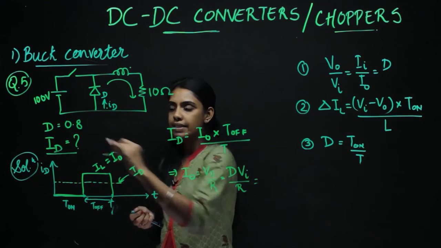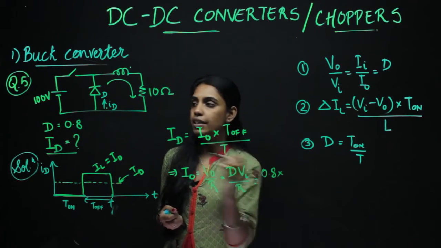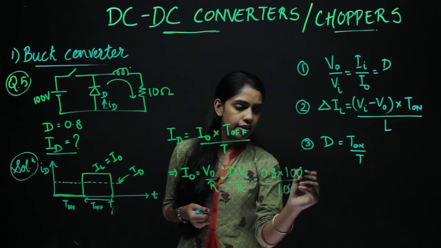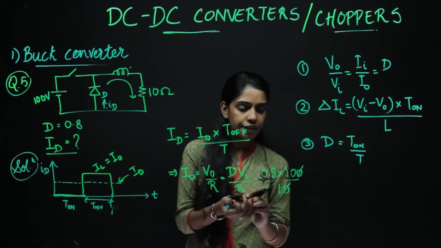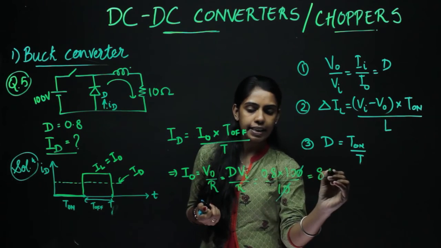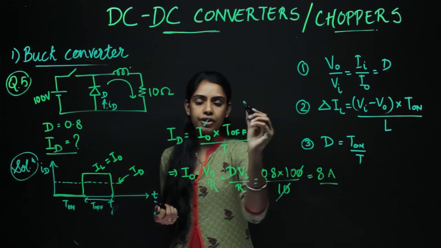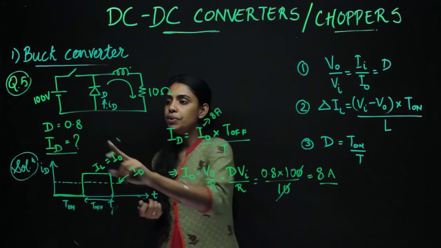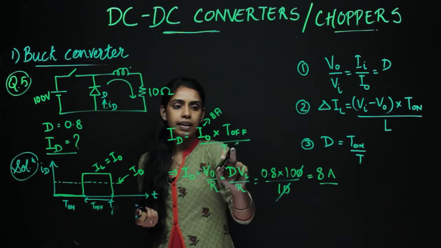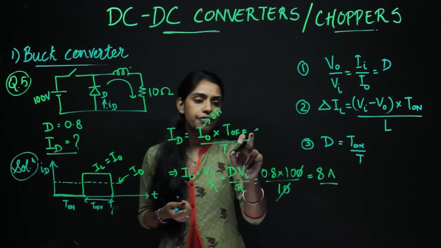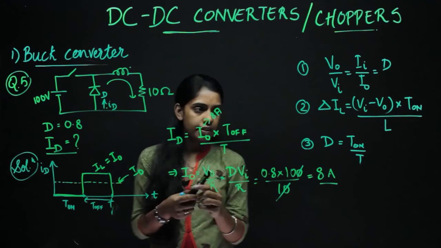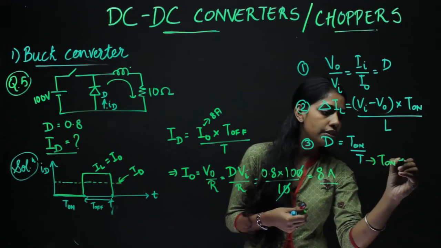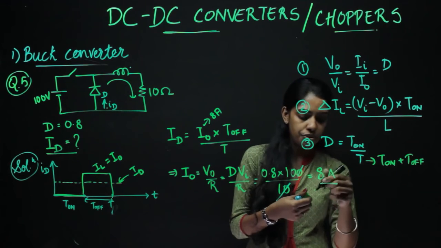So what is D? D is given as 0.8, into Vi which is 100, and R is given as 10. So we get this as 8 amperes as I naught. So we got I naught as 8 amperes. Next we need to find T off. Duty cycle is given to us by T. So T off we can write as, from this equation, this T was T on plus T off.